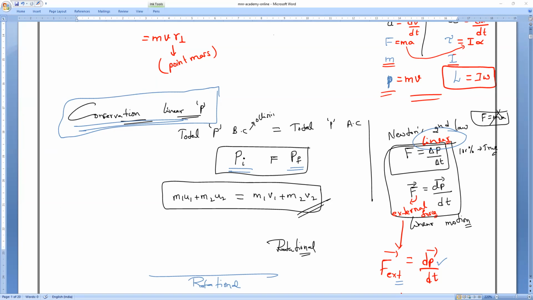So initial momentum is equal to final momentum. Means momentum is conserved or not? Momentum remains constant, which means conservation of momentum. That is only called conservation of momentum. I hope you all understand.